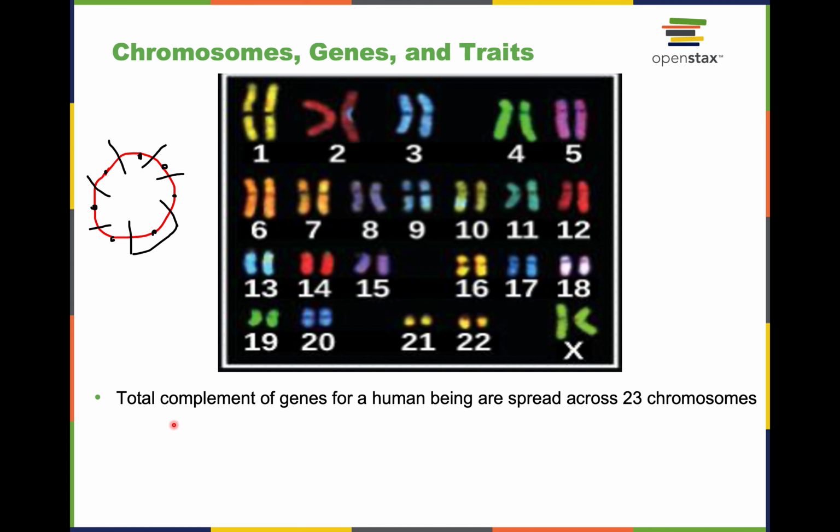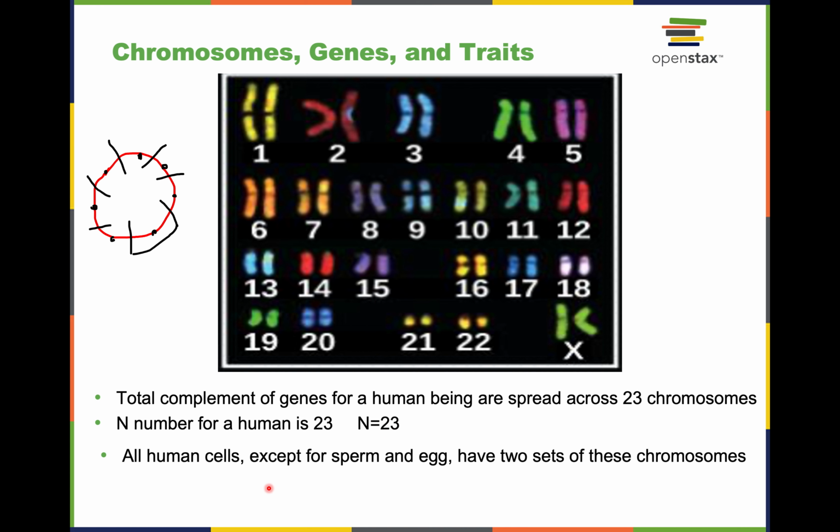So how many pieces are there? It depends on the organism. In organisms, all the genetic components that a human being requires is all spread across 23 chromosomes. That's an important number. Why? Because we call it the N number. The N number is the total number of chromosomes that an organism has in a complete set. So the N number for humans is 23.